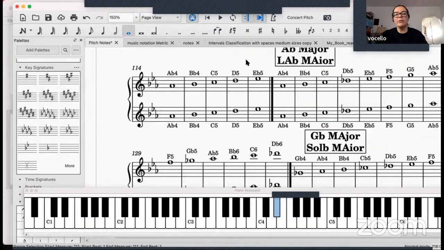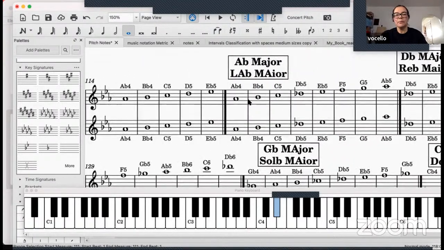The next one is A flat major. A flat, B flat, C natural, D flat, E flat, F natural, G natural, and A flat. So we need to have 2 whole steps, 1 half step, 3 whole steps, and 1 half step. So let's add here the A flat major, similar here.